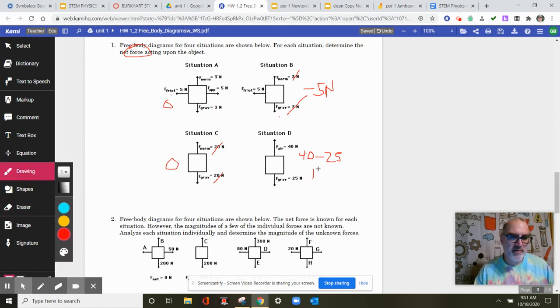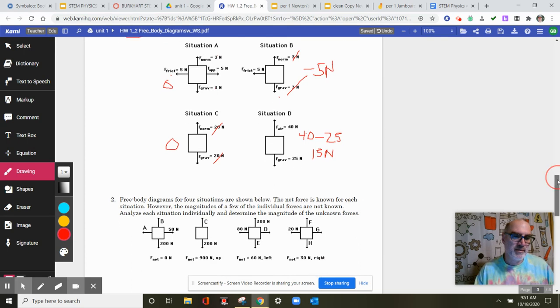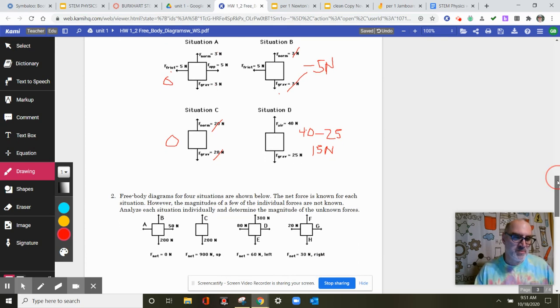15 newtons. So that's a skill I want you to have, is to find the net force given a drawing like this. Things that are the same up and down cancel. Things that are the same left and right cancel. If there's a little bit extra, then you subtract. Up is positive, right is positive.